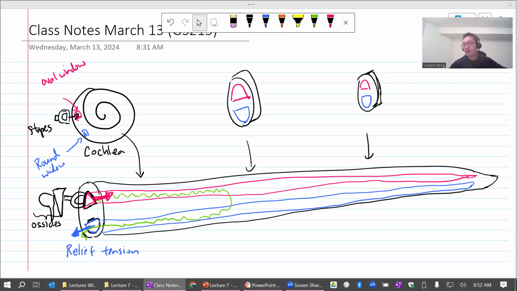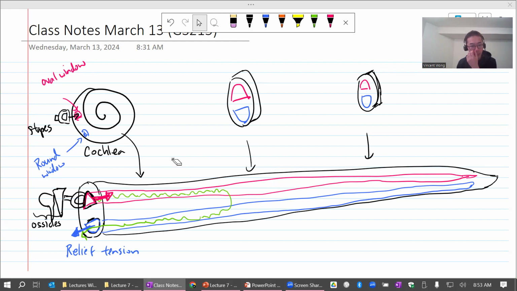Is it connected somewhere in between? You mean are the windows physically connected? No, they're not physically connected. But inside this whole thing is fluid, right? So just like the water bottle, this part is not physically connected to this part. But when I push in here, the pressure is gonna get transmitted through all the liquid inside, and then the liquid's gonna be pushing the round window out, right? So it's the fluid inside that's passing on the pressure.